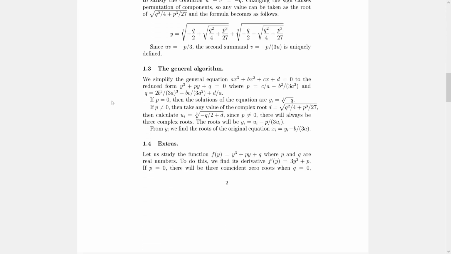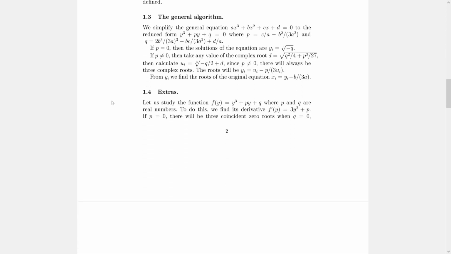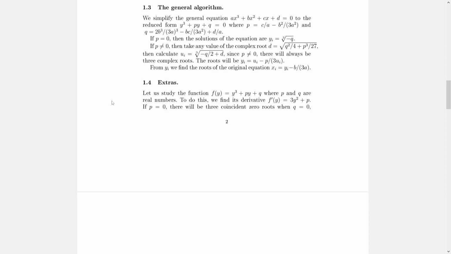And the general algorithm. We simplify the general equation to the reduced form: y cubed plus py plus q equals 0, where p and q can be calculated using the formulas. If p equals 0, then the solutions of the equation are y equals the cube root of minus q.